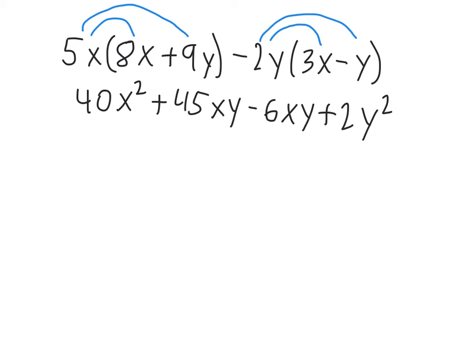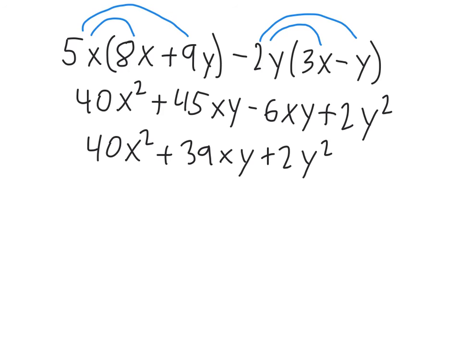Now we combine like terms. Here's an x squared. I don't see any more x squareds. Here's an xy. Here's also an xy. Those two can combine. Here's a y squared, no other y squareds. So these two are the only ones that can combine. So the 40x squared stays 40x squared. Then 45 minus 6 is going to be 39, so plus 39xy. And then 2y squared plus 2y squared. Alright, that's it for the lesson.